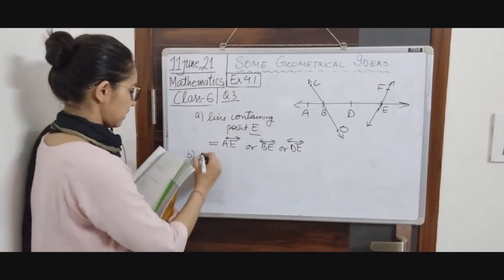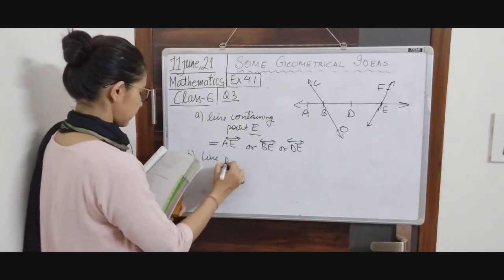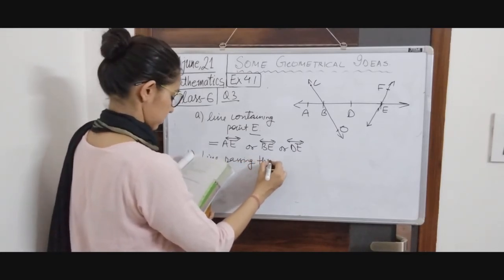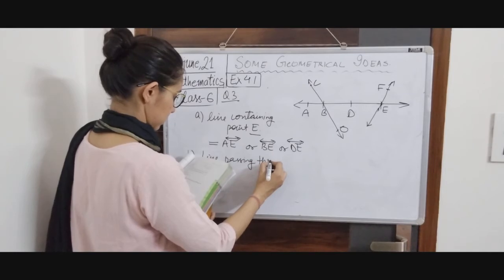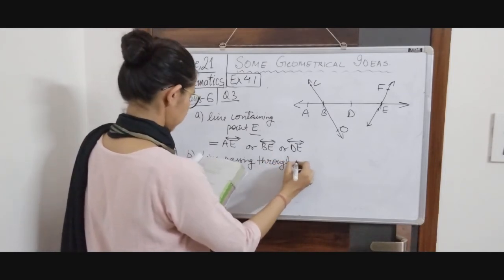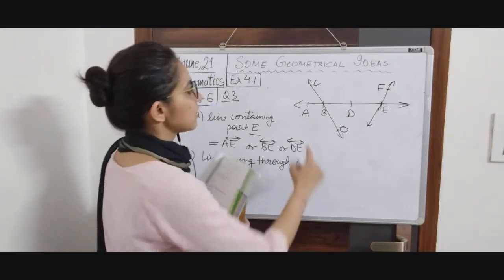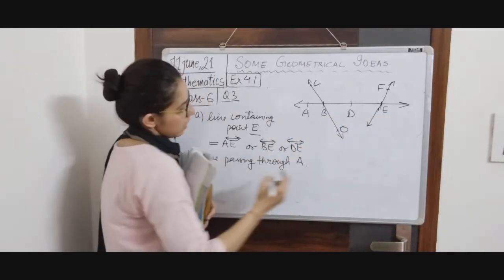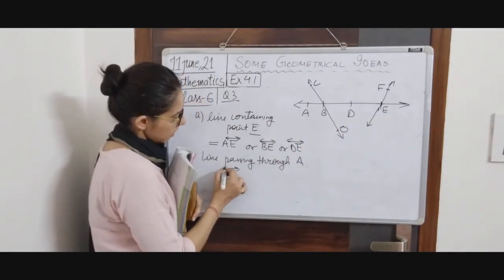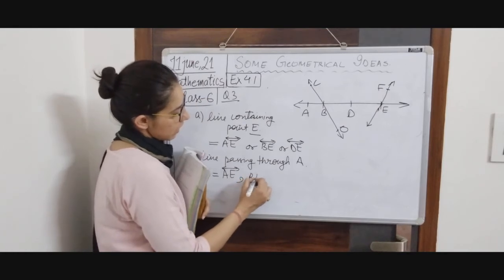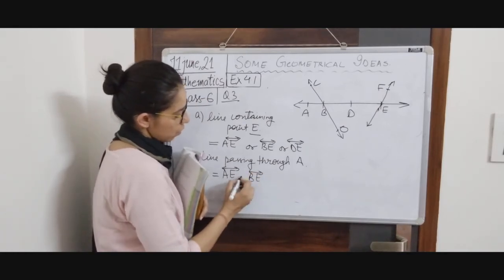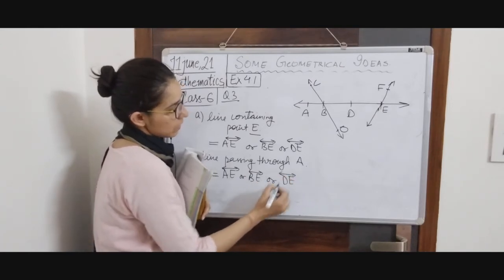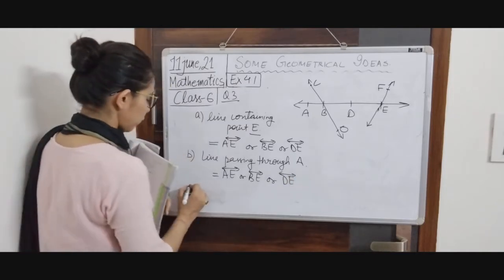Second is line passing through A. A line which is passing through A. Again, it can be the AE line. It passes through A. BE line also passes through A. Or we have to tell one line, so we can write any one. Or we can write DE. It also passes through A, and so on. We have to write only one.